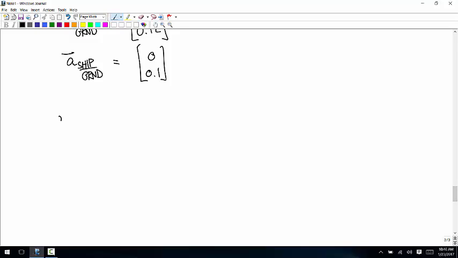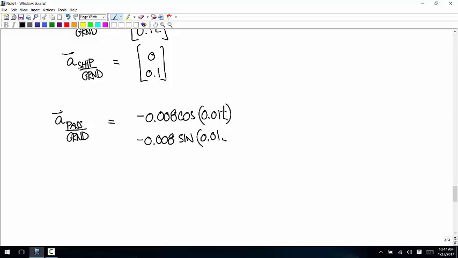So now we can put these together. The acceleration of the passenger relative to the ground is equal to negative 0.008 cosine 0.01 t, negative 0.008 sine of 0.01 t, plus 0.1. Any questions about that?